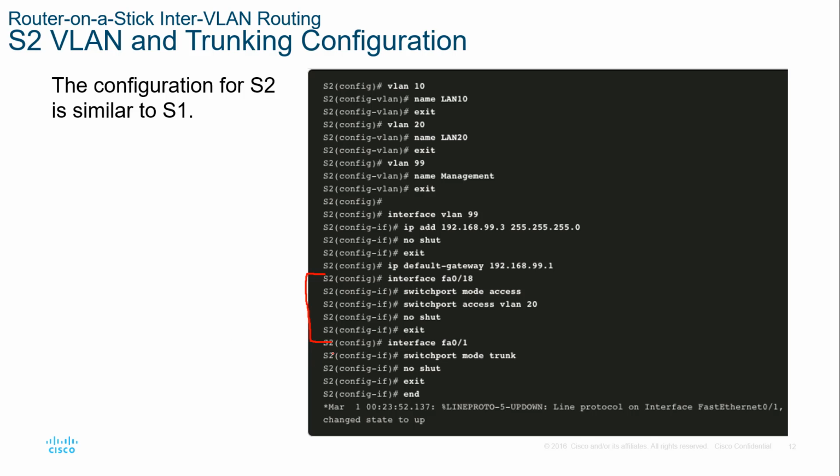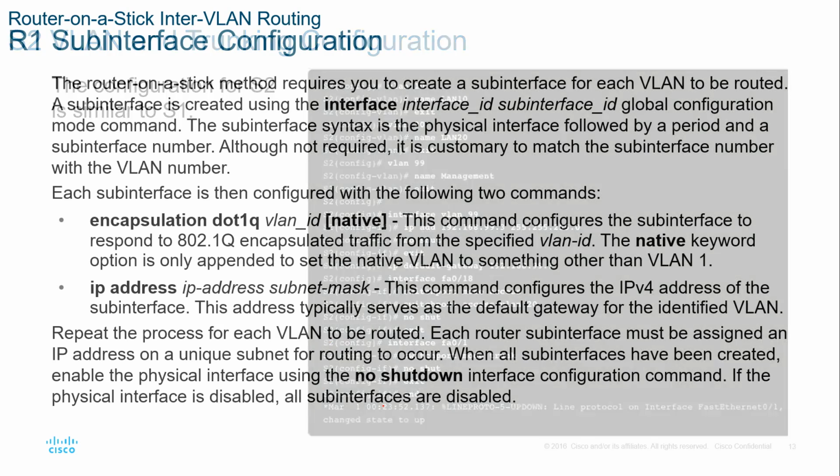If we want to configure our trunking ports, trunks are a lot easier. Navigate to the interface, switchport mode trunk, turn it on. That's it. However, on the switch side, trunking is pretty simple. On the router side, it's a little bit more steps.